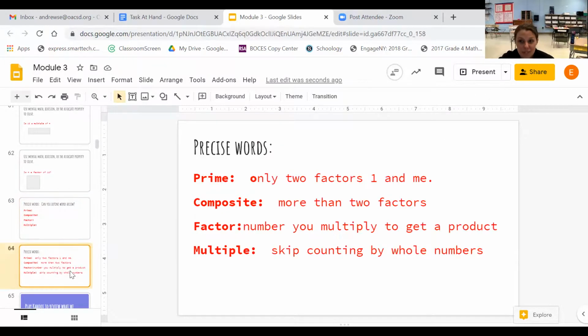I did put the answers here, so hopefully you already sent your email. These are great precise words that we're going to need to know. I promise you'll need to know these. Prime number, only 2 factors, 1 and itself. Composite, more than 2 factors. Factor is the number you multiply to get a product. Multiples are skip counting by whole numbers. Those numbers that when we're skip counting, that's what we call them, our multiples.